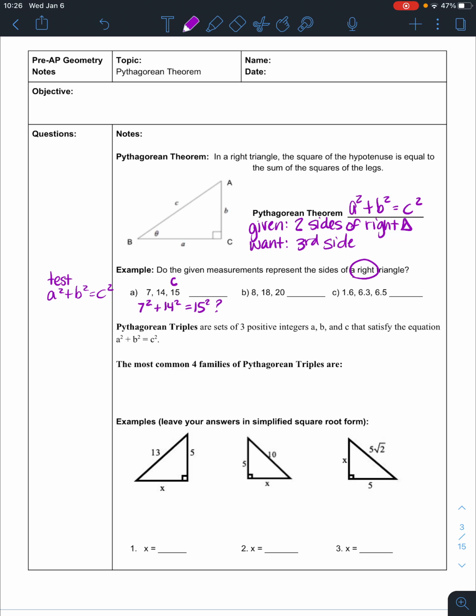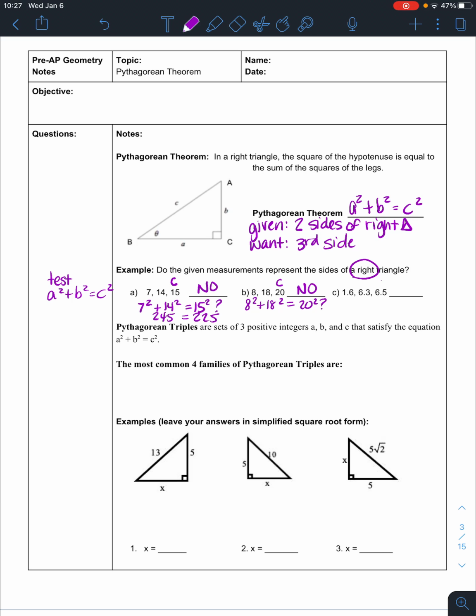So if you type in 7 squared plus 14 squared on your calculator, you get 245. So 245, is that equal to 225? No, so then these do not represent the sides of a right triangle. So then we test this. 20 is our c, that's our longest side. So we test 8 squared plus 18 squared is equal to 20 squared. If you type that in your calculator, 8 squared plus 18 squared does not equal 20 squared. And so these are not the sides of a right triangle.